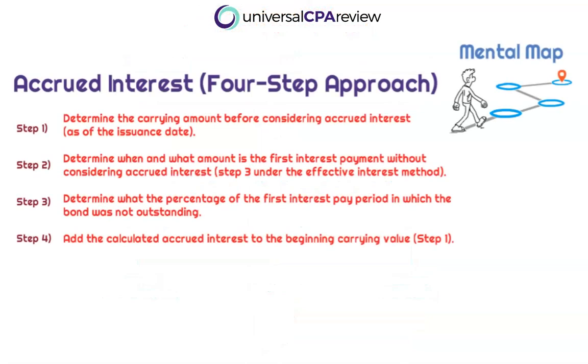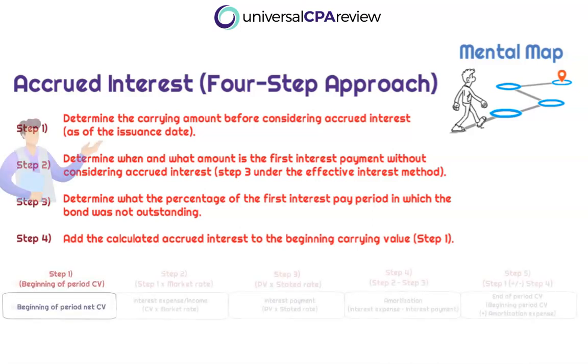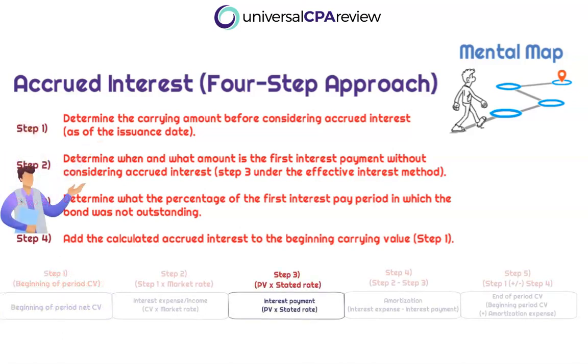Okay, so we're going to pull out our 4-step approach. This is very specific to determining what's going to be applied to the beginning carrying value of the bond. So we're adding something back, and that is our accrued interest. Accrued interest is going to be added to the beginning net carrying value of the bond. Step 1 is determining the carrying value of the bond. Nothing's changing there. Now, step 2 is determining the amount of the first interest payment without considering accrued interest.